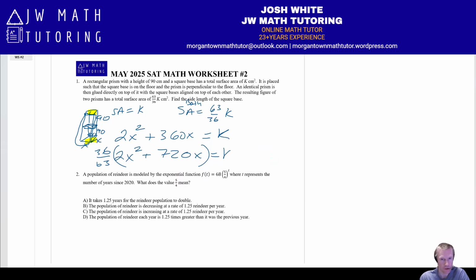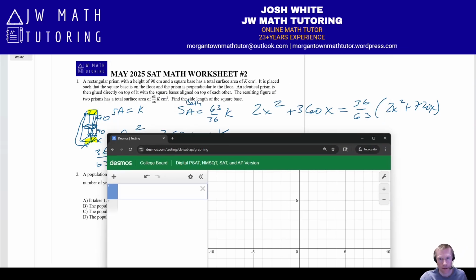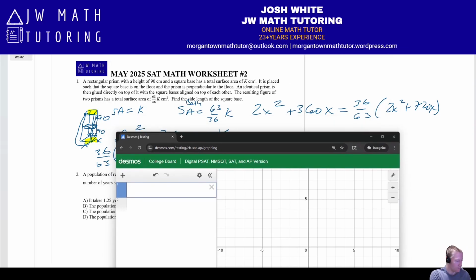So now you can set these two equations equal to each other. So we have 2x squared plus 360x equals 36 over 63 times 2x squared plus 720x. We don't want to waste time solving this out by hand. So like I said, I'm just going to jump to Desmos and find the solution in there. Now, this one, let's see. I'm going to try typing it as just one equation, setting everything equal to each other, and trying to get the solutions that way, rather than doing y equals left side, y equals right side.